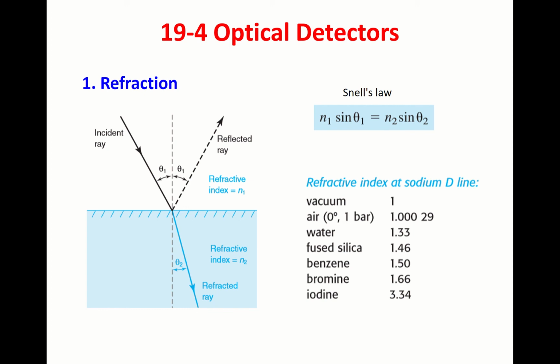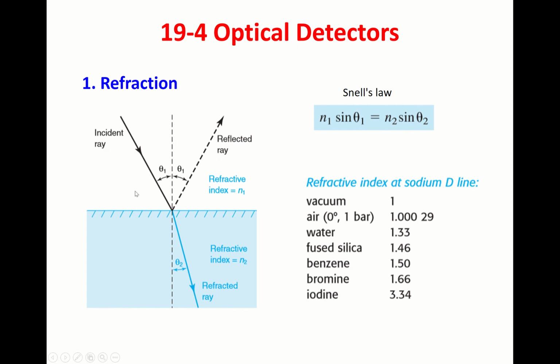Diffraction is what? The incident angle is not equal to the reflected angle for the grooved surface. On that surface, not only reflection but also diffraction occurs. Now let's consider refraction. Not reflection, this is refraction.